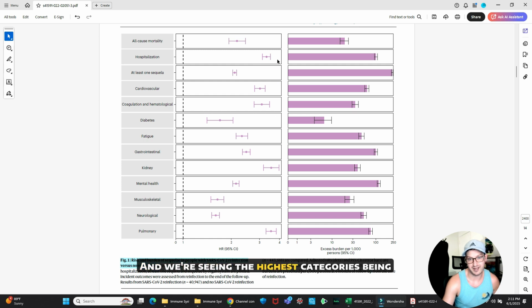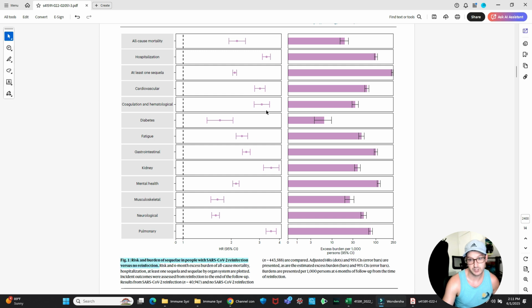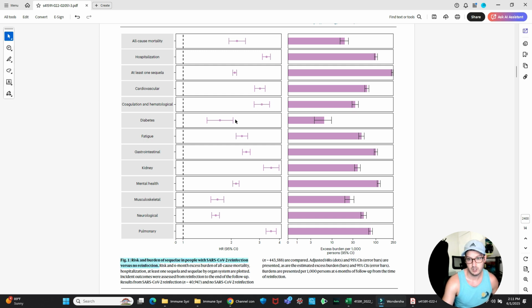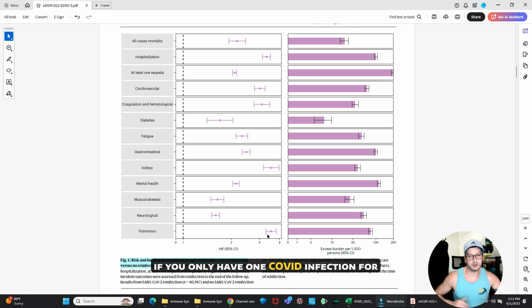And we're seeing the highest categories being hospitalization, so risk of hospitalization, cardiovascular health issues, blood health issues, so coagulation issues, too much clotting is usually what that is, having microthrombi develop into thrombi, giving you heart attacks, and then kidney issues, and then lung issues. For all of these, you're having about a 3 times greater risk when you have multiple COVID infections than if you only have one COVID infection.